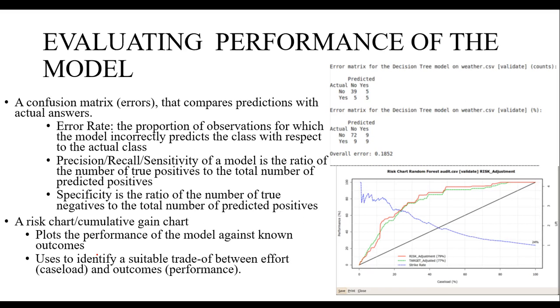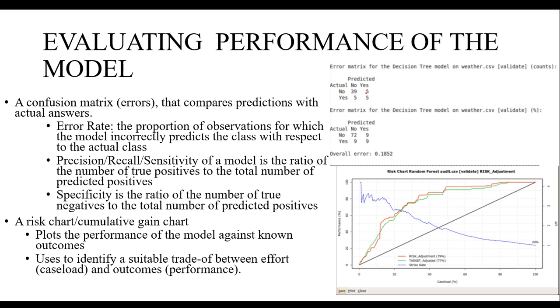So how to evaluate? Either your model is a regression based model, or it's based on neural network, or it's based on SVM, or it is a decision tree model. So how to evaluate the performance? There are basically four methods to do it. First is a confusion matrix, which is also called error matrix, that compares prediction with the actual answer.